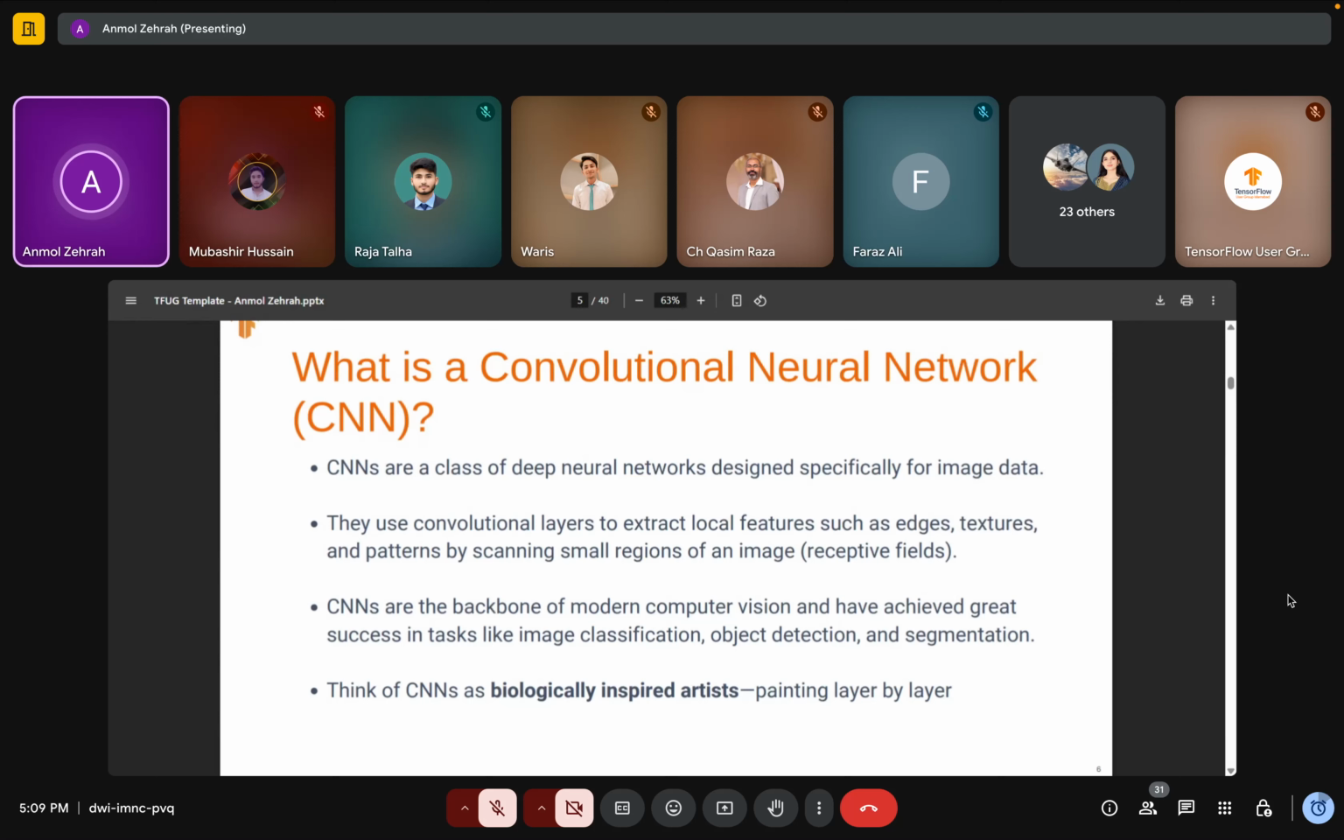So if I want to give an analogy, CNNs are like biologically inspired artists, like how a painter, when they're painting, builds depth and detail with every new brush stroke. Similarly, CNNs are going to construct an image very incrementally, capturing finer and broader patterns slowly as they go deeper.